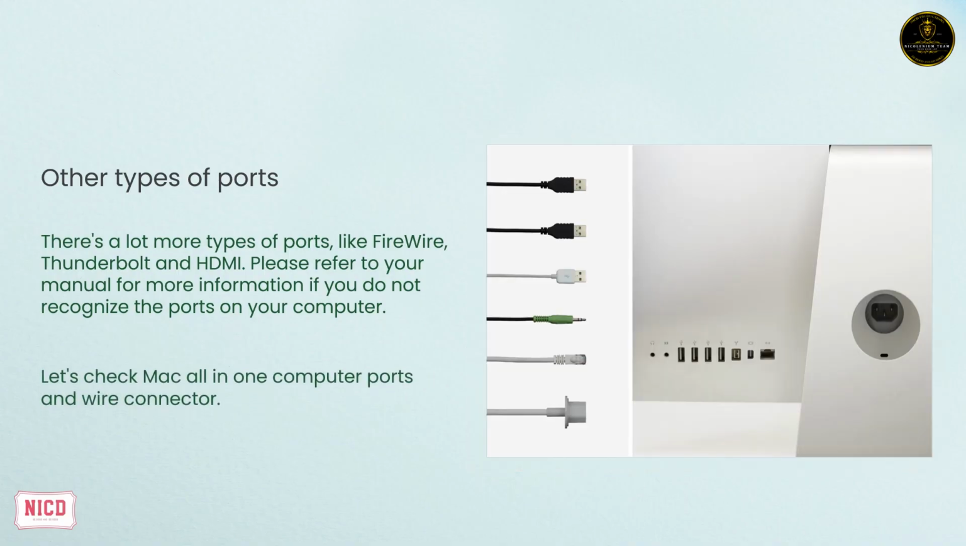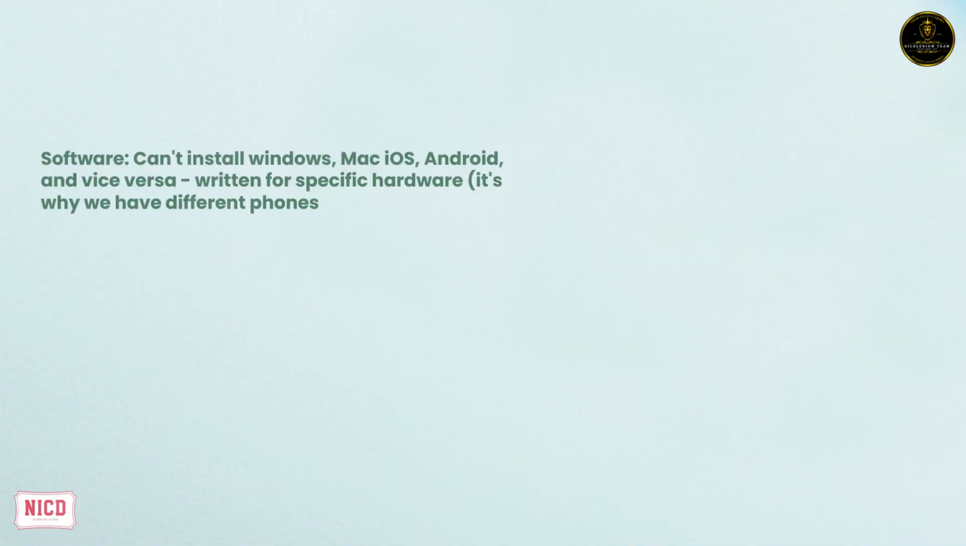Let's check Mac all-in-one computer ports and wire connector. Printer, mobile device, keyboard, speakers, Ethernet, power. Software. You can't install Windows, Mac OS, or Android on each other's devices, and vice versa, because software is written for specific hardware. It's why we have different phones.